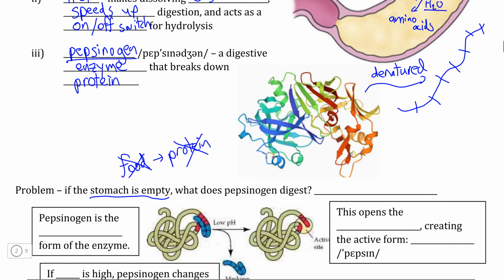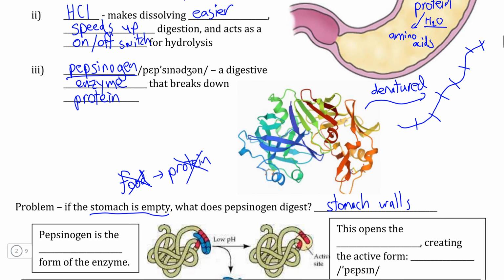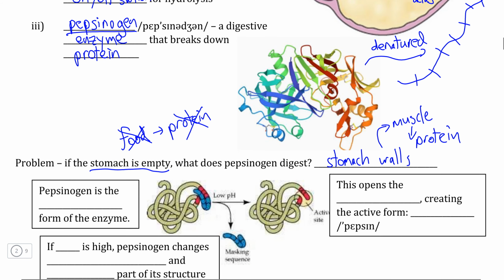Now, the problem in the case of pepsinogen is if we consider what is found inside of the walls of the stomach. We remember from the previous video that the stomach has the ability to contract in order to compress the food within it. This is an important part of the stomach's mechanical digestion, meaning that there is muscle found within the walls of the stomach, and muscle, of course, is made entirely of protein. So if the stomach is empty, this means that pepsinogen, an enzyme that breaks down protein, is actually able to attack the muscle in the walls of the stomach and digest the protein components of the stomach walls.